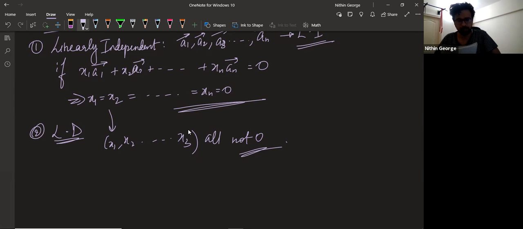Next, a subset of linearly independent set of vectors is linearly independent. You wrote the second point? A subset of LI set of vectors is also LI. Third point, two non-zero, non-collinear vectors are LI, linearly independent. Two non-zero, non-collinear vectors are LI.